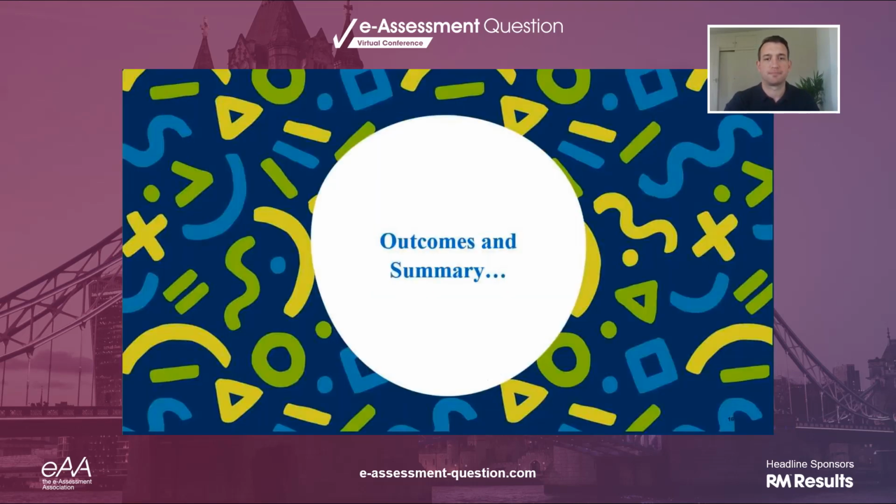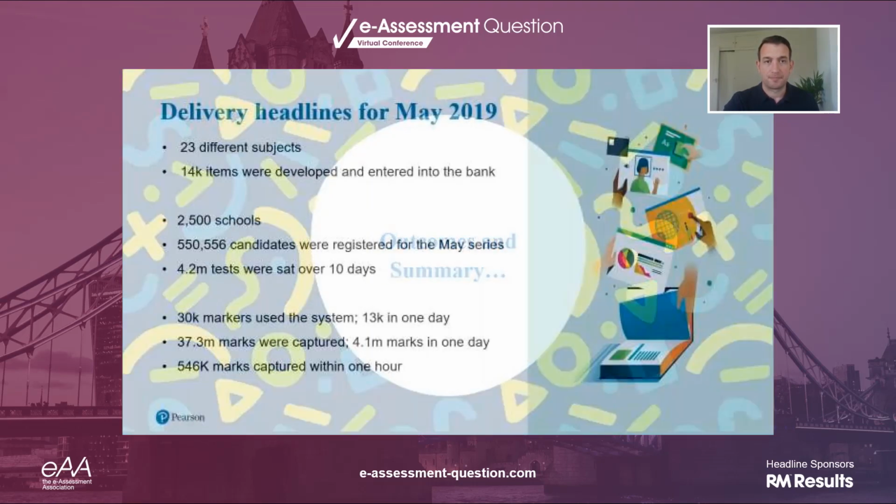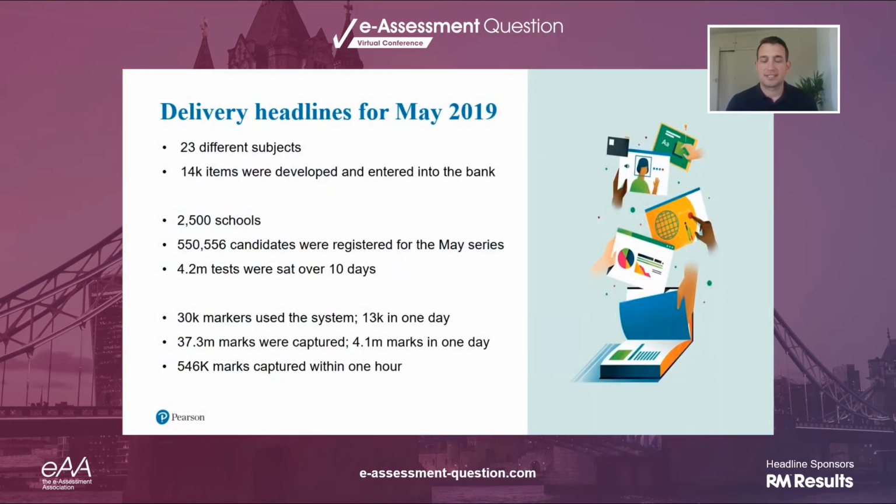So in terms of the outcomes and the summary, for May 2019, we delivered tests in 23 different subjects, and we had 14,000 items developed and entered into the item bank. We connected 2,500 schools, and we had over 500,000 candidates registered for that series. In total, those candidates sat a number of tests across subjects, and there were over 4 million tests sat over that 10 days. In terms of key things that we can pick out, we had 30,000 markers use that system across the country, and peak activity was 13,000 in one day. We also had 4.1 million marks captured in one day, and over 500,000 marks captured in 1 hour.